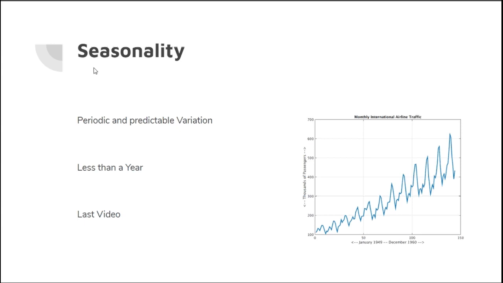We have talked about this in the last video. If you haven't seen it yet, go and check it out. But a seasonality, for those who don't know the term, is a periodic and predictable variation that happens in less than a year. Alright, so let's look again at this monthly international airline traffic time series.